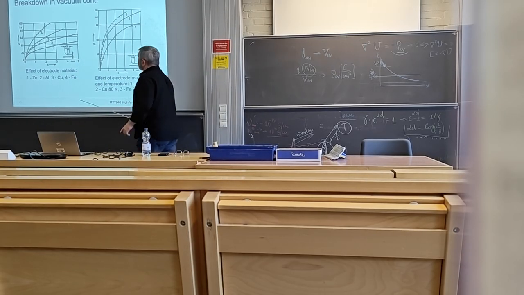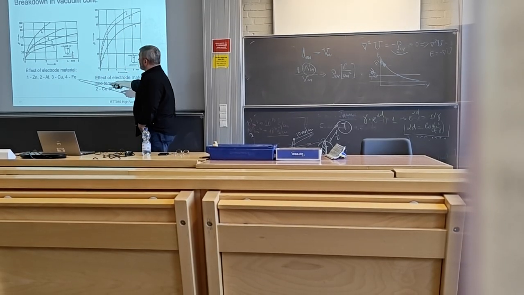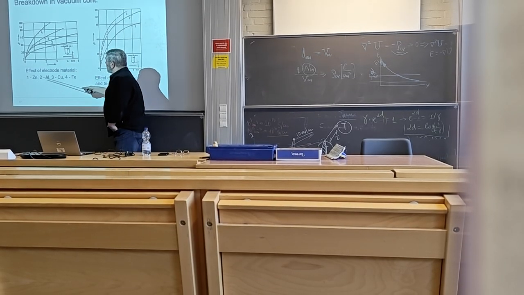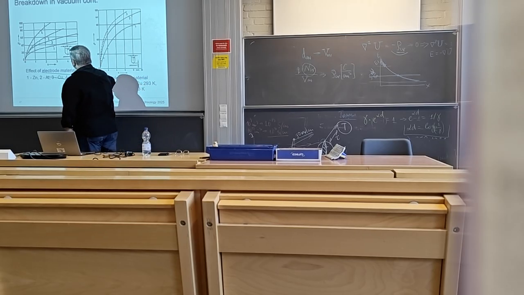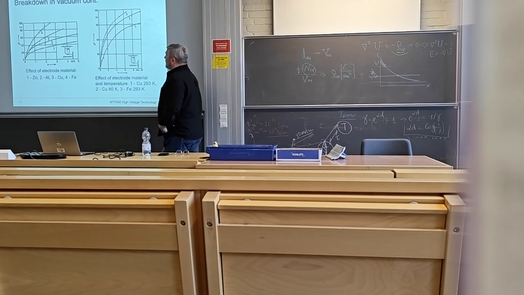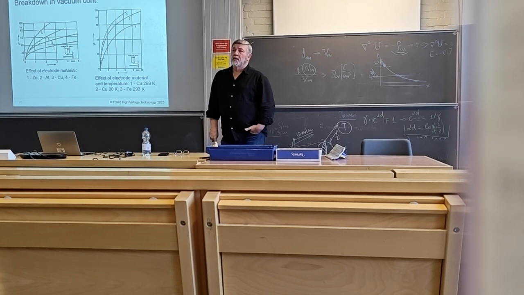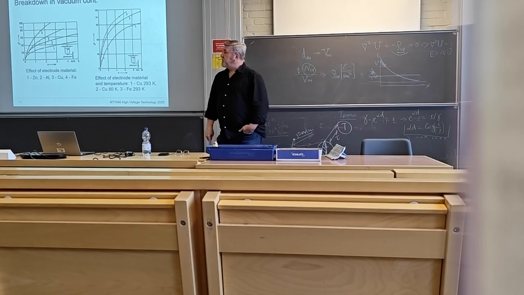So, effect of collected material on the breakdown strength. Okay, you can see here zinc, aluminium, copper, iron, different curves. It's a length between the rod and plane system. So why the difference? Because of the different work functions. The work functions are different, the injection process is different, thermal behavior is also different.